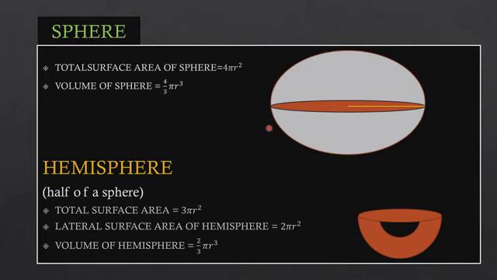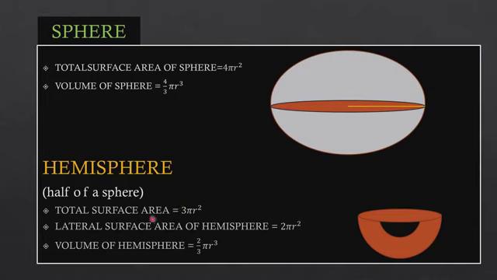Next we have a sphere. The total surface area of a sphere is 4 pi r square and volume of a sphere is 4 by 3 pi r cube. Now when we divide a circle into equal parts, it is called a semicircle. Similarly, when we divide a sphere into two parts, it is actually called hemisphere. So this portion, the top portion is a hemisphere, the bottom portion is a hemisphere when we divide the sphere.